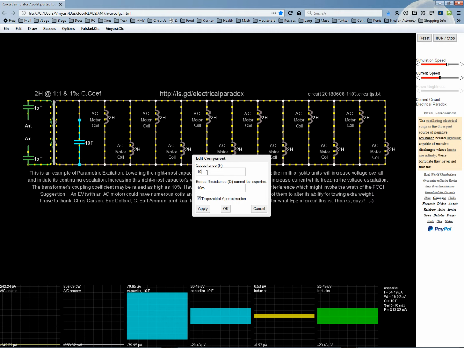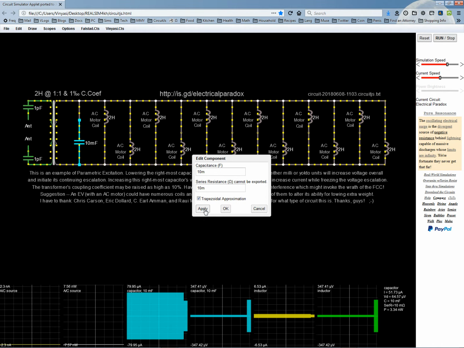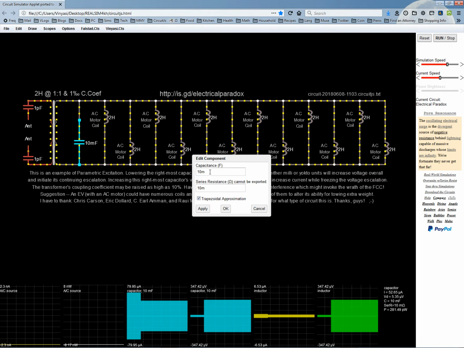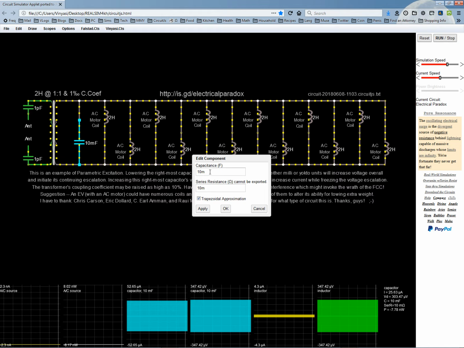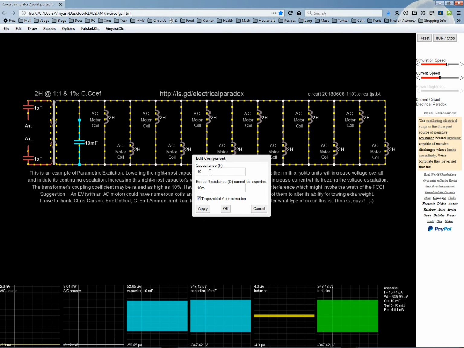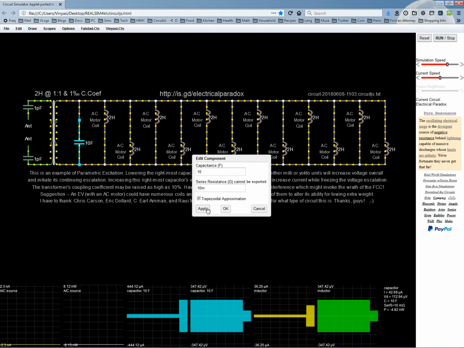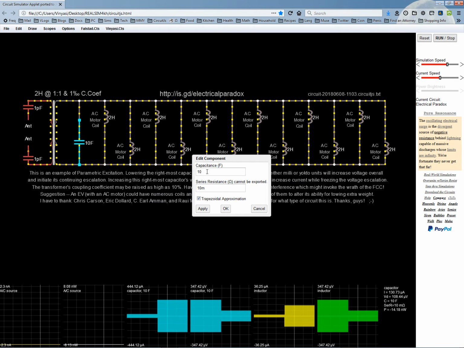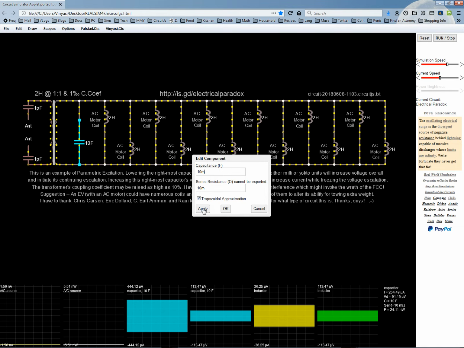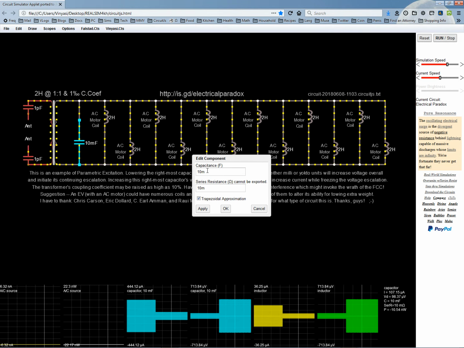So I'm not going to use Yocto. I'm going to use milli, lowercase m. So the amperage went up and the voltage went down. No, excuse me, the voltage went up and the amperage went down. I wasn't paying attention, sorry. So now the amperage goes up and the voltage goes down. Let's do that again. So the amperage should go down, yes, and the voltage goes up.